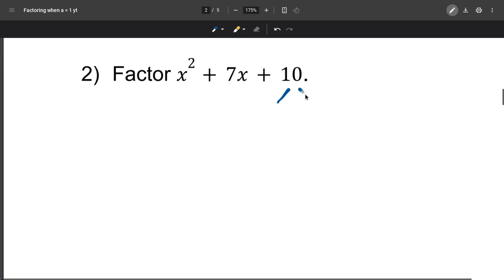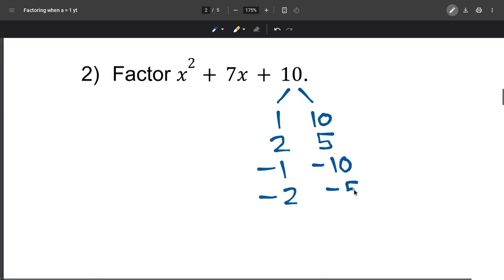So first off, I'm going to list the factor pairs of 10. So I can multiply 1 by 10 to get 10. I could multiply 2 by 5 to get 10. I could multiply -1 by -10 to get 10. And I could multiply -2 by -5 to get 10.